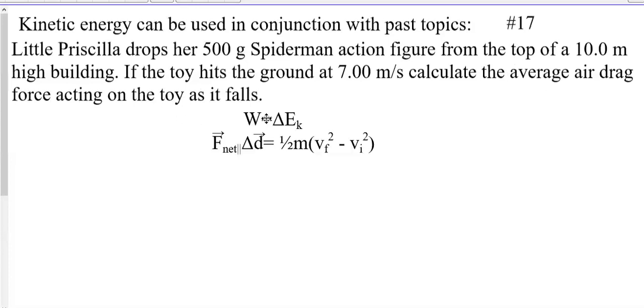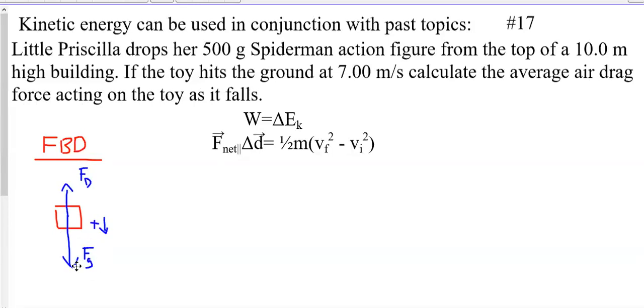We are probably going to need to draw a free body diagram in order to do this, because for our net force, you have to consider the two forces that are acting. We know one of them was given to us in the question. It says average air drag force. And the other one that must be in this question is going to be the toy's weight. So the weight of the Spider-Man action figure is causing it to fall down towards the ground.